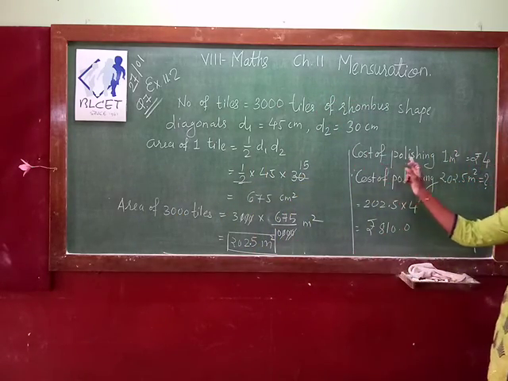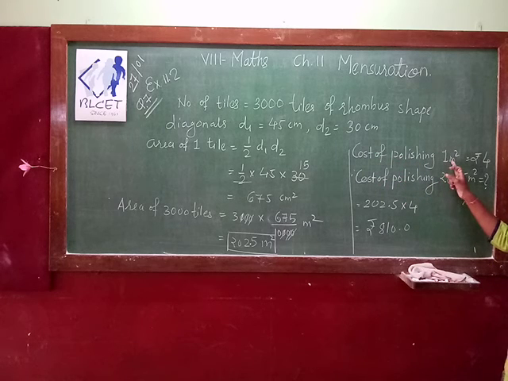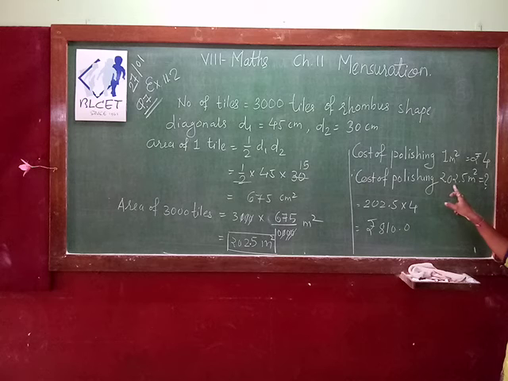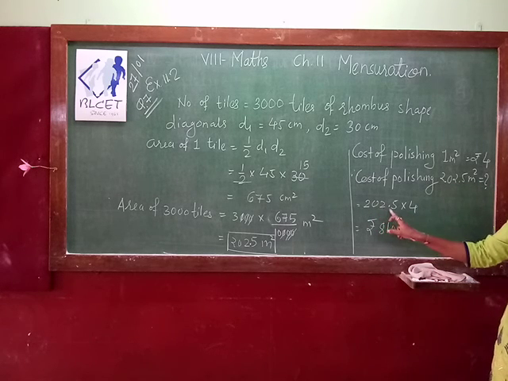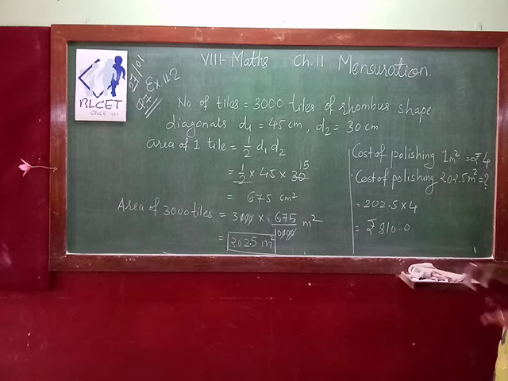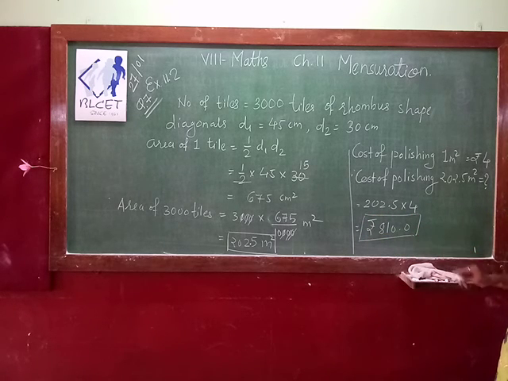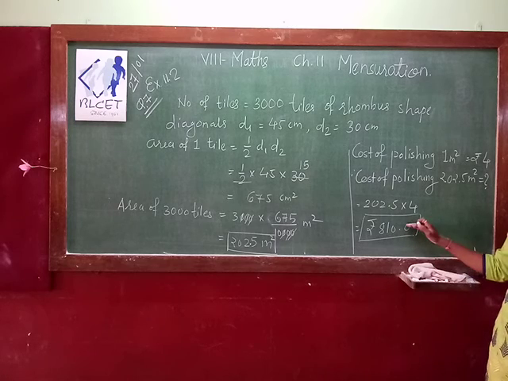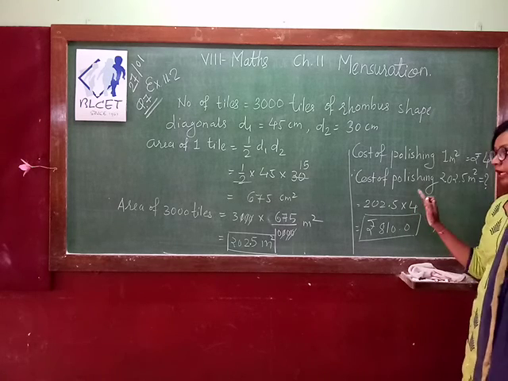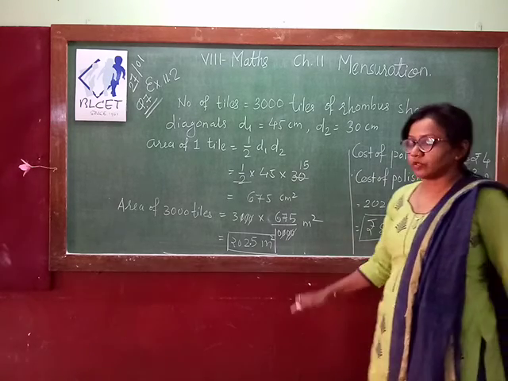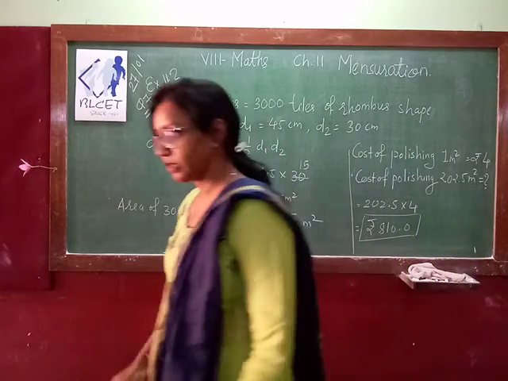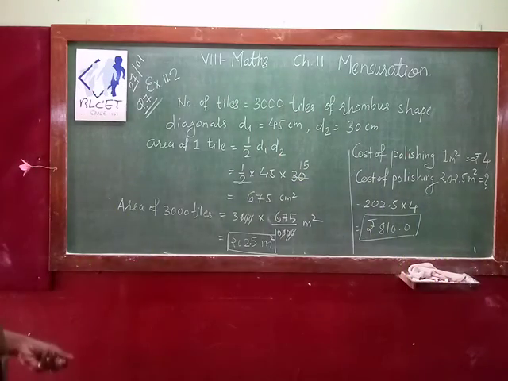Now the cost of polishing 1 meter square area is rupees 4. So the cost of polishing 202.5 meter square area is what? 202.5 multiplied by 4. When you do the multiplication, you will get the answer, rupees 810. So this is the total cost of polishing the area of 202.5 meter square. So this is all about your question number 7. Move on to the next question, question number 8.